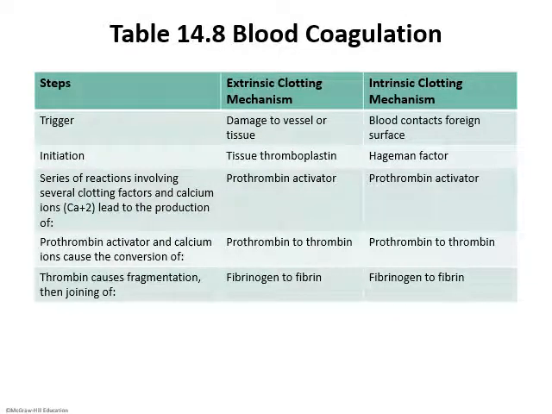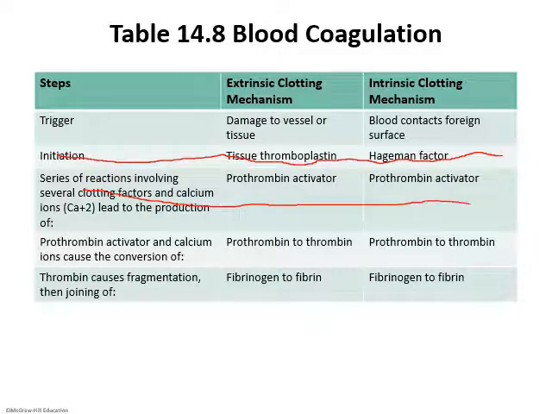Okay, so table 14.8, blood coagulation. You need to know the trigger. Okay, so extrinsic was damage to the blood vessel, and then intrinsic is the contact with a foreign surface. You do not need to know row number 2. You do not need to know row number 3. You do need to know row number 4, which is the formation of thrombin. And thrombin is then going to convert the fibrinogen to fibrin. So both mechanisms have the same result, and that's the conversion of fibrinogen to fibrin to form the clot.